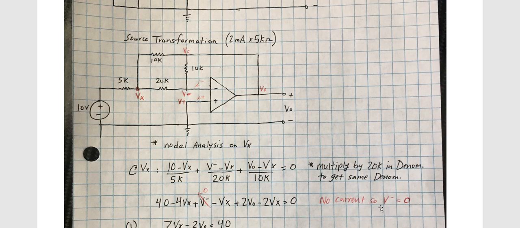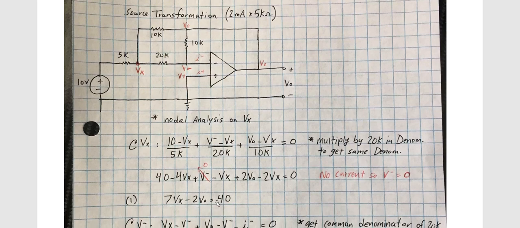0. There is no current on V minus right here because it's an ideal op amp, so if there's no current, there can't be any voltage, so we know that's 0. So all these values right here reduce down to 7Vx minus 2Vo equals 40. I got rid of the denominator just because they're all the same, so we can get rid of that. So that's your first equation.